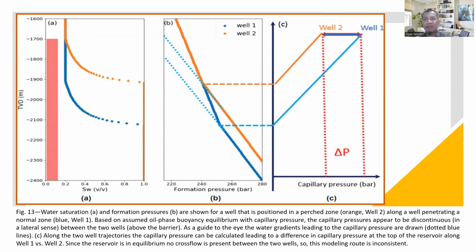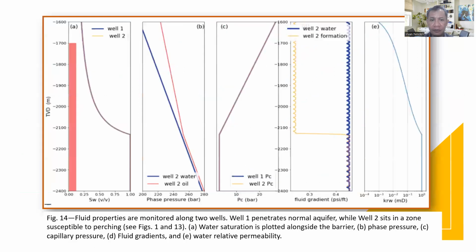Based on the assumption of oil phase buoyancy in equilibrium with the capillary pressure, there is actually a discontinuity in capillary pressure between these two wells, indicating a lateral variation. By calculating the capillary pressure along the well trajectories, there is a difference in capillary pressure at the top of the reservoir between well 1 and well 2. It also suggests that rock quality differences may influence the behavior of the perched contact in the subsurface model.